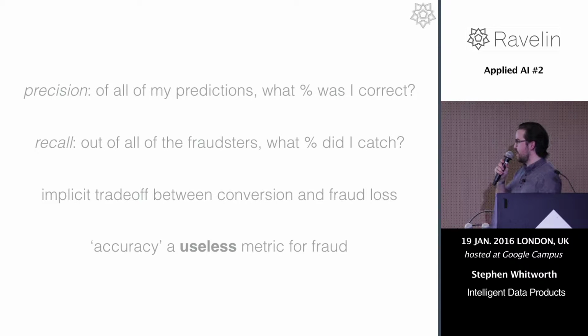So accuracy is also a very useless metric for fraud because you're dealing with ridiculously imbalanced data sets. So 999 good people and 1 bad person.